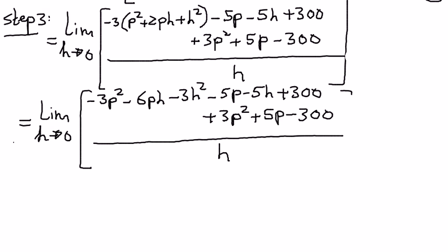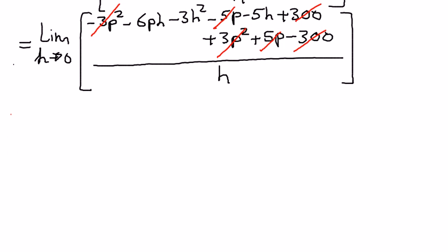Now, there are some terms which are similar but opposite in sign. 3p squared and negative 3p squared cancel out. Then we have 5p and negative 5p, that cancels out. Positive 300 and negative 300, that cancels out. So now we can simplify this some more as follows.